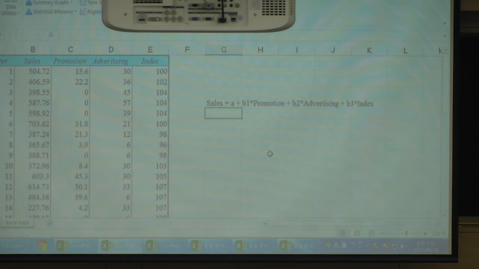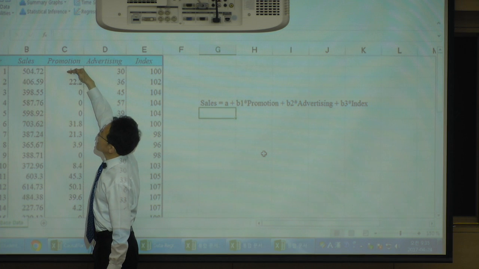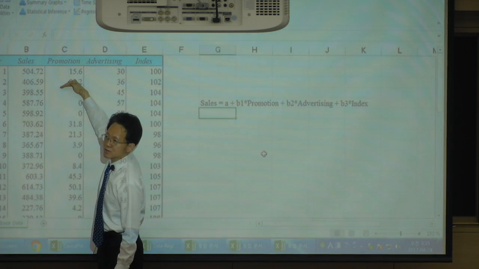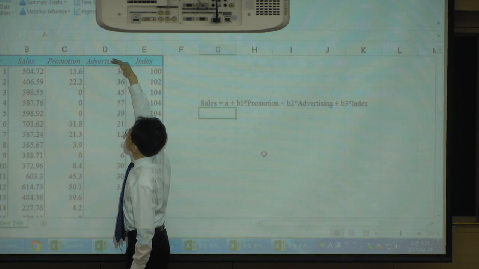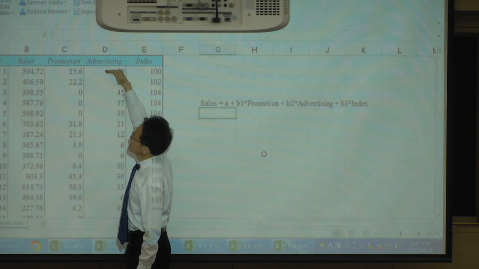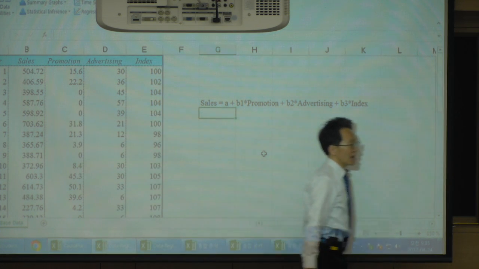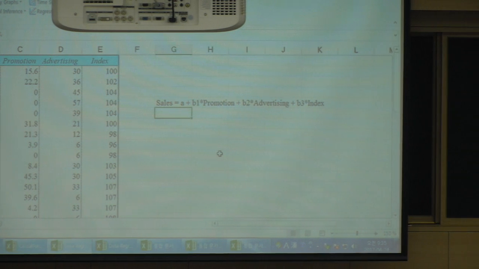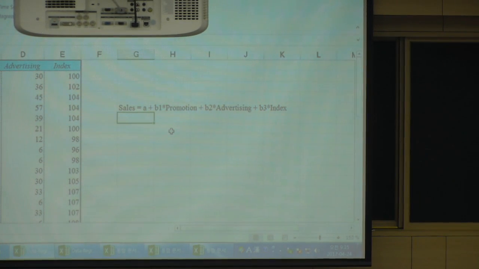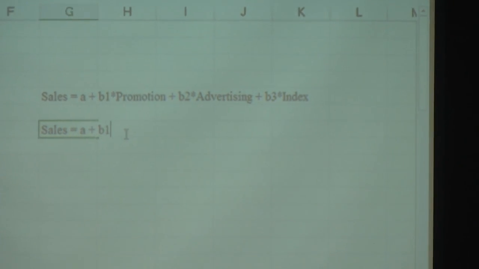In other words, I would say this quarter's promotion will have some impact on next quarter's sales, and this quarter's advertising might have some impact on the sales in the next quarter. And if that is the case, I have a new regression model. For example, here, sales is going to be A plus B1.